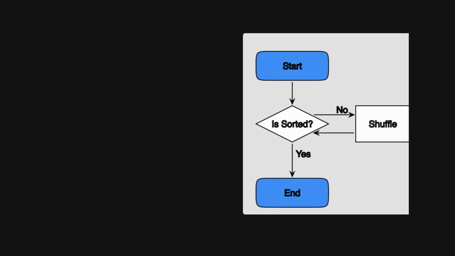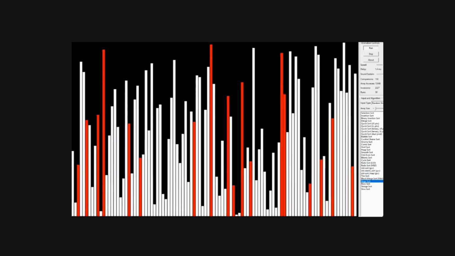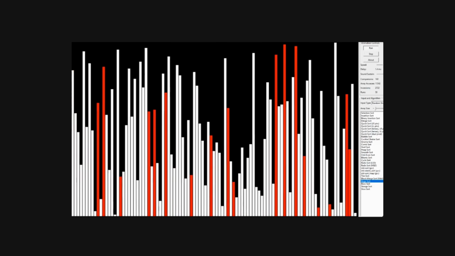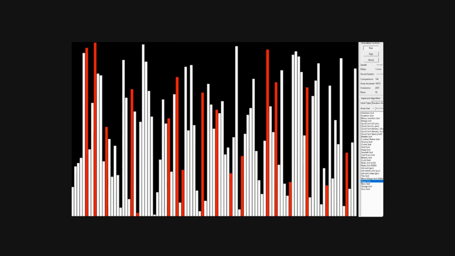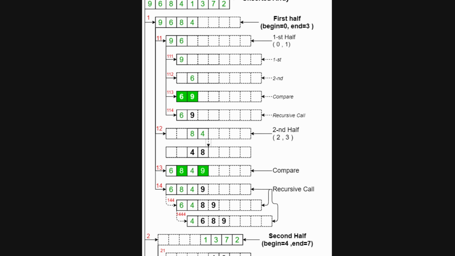BOGO sort is the joker of the algorithm world. It randomly shuffles the array and checks if it's sorted. If not, it shuffles it again. It's the sorting equivalent to throwing your papers into the air and hoping they land in the right order. Spoiler, they won't. Slow sort is a parody of an efficient algorithm.